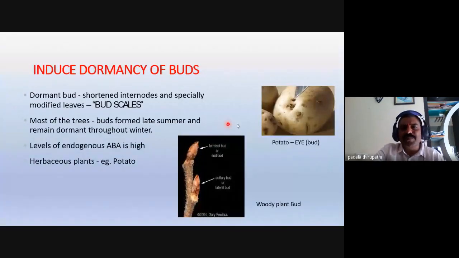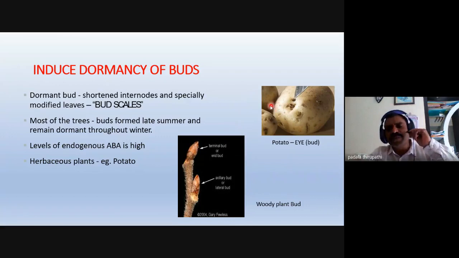And induced dormancy of the bud. Whenever we store potatoes in dry conditions, in cool conditions in cold storage, or at room temperature, we observe the potato eyes, the potato buds, in this slide or image. Then whenever we apply abscisic acid externally, the buds are unable to germinate for a number of days.